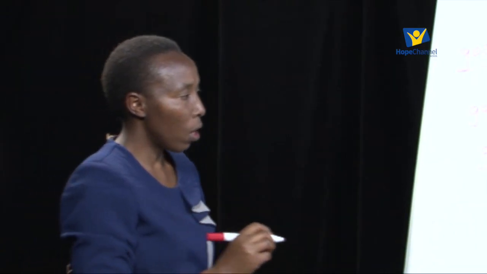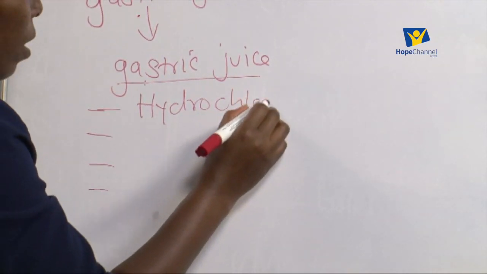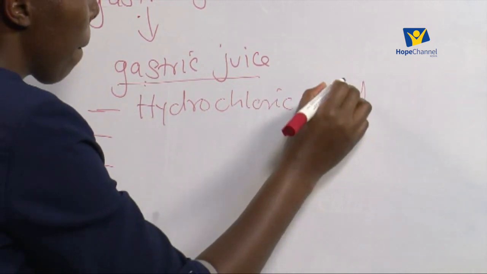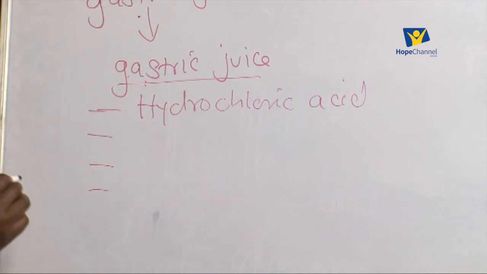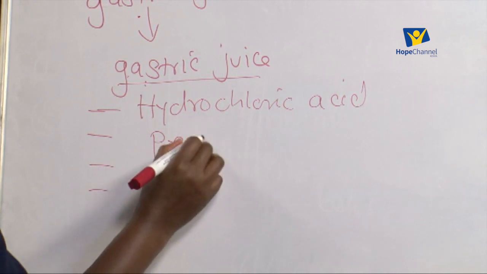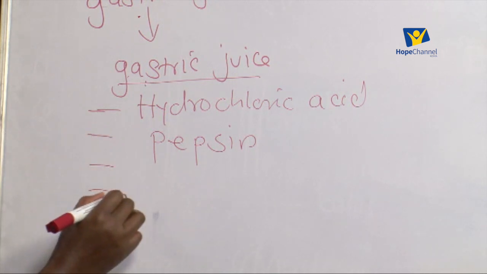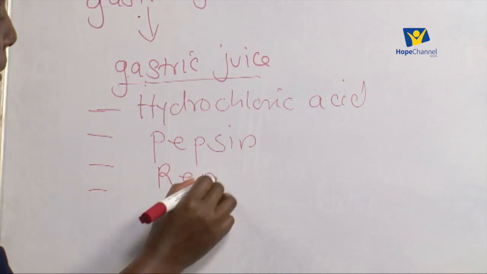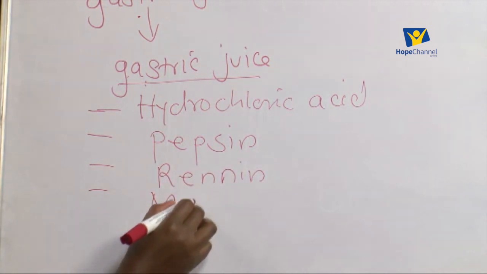Now, the gastric juice consists of various components. Number one, gastric juice consists of hydrochloric acid. Gastric juice consists of an enzyme by the name pepsin. It also consists of an enzyme by the name renin. And it also consists of mucus.